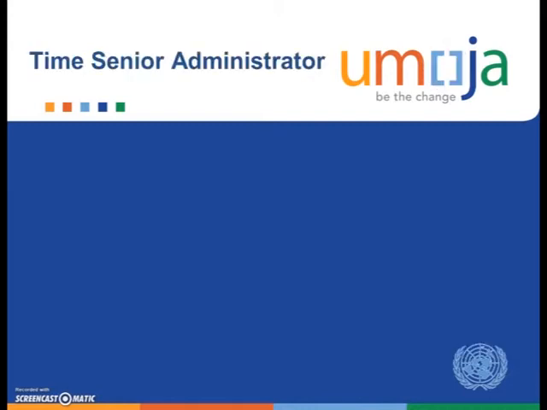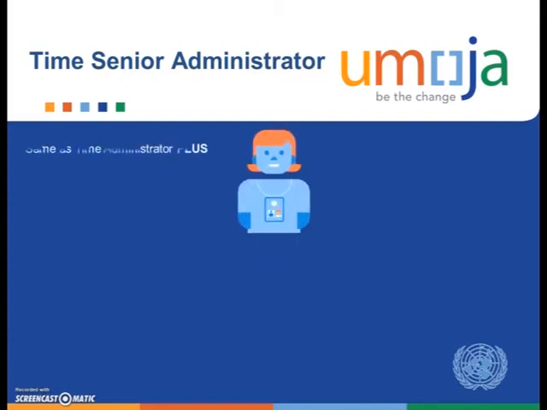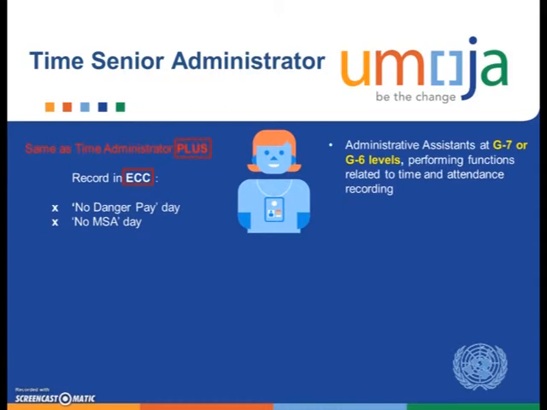Next, Time Senior Administrator. This role can perform the same tasks as those of a time administrator, plus a time senior administrator is also tasked with recording absences related to no danger pay or no MSA pay. And he or she does this directly into the Umoja ERP Central Component, which is ECC. Being able to record directly into ECC signifies the level of responsibility given to a time senior administrator. Therefore, this role is expected to be mapped to a staff member at a more senior level, usually a G6 or G7 level, whose functions include time and attendance recording.